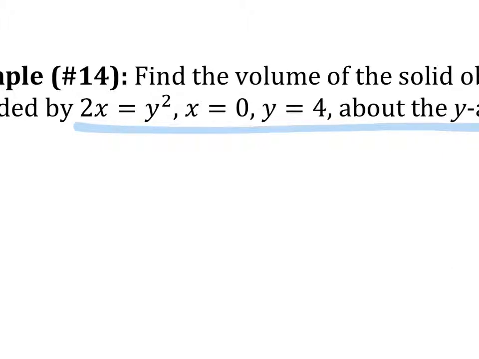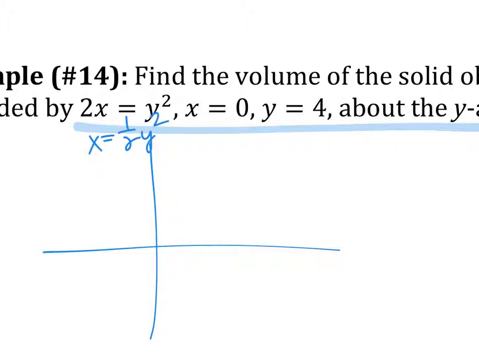Next, always draw a picture. 2x equals y squared. That means x is equal to y squared over 2. X equals is always a sideways parabola, right? So it's a sideways parabola, so x equals 1/2 y squared. That is a sideways parabola with a compress of 1/2. That's just like this.